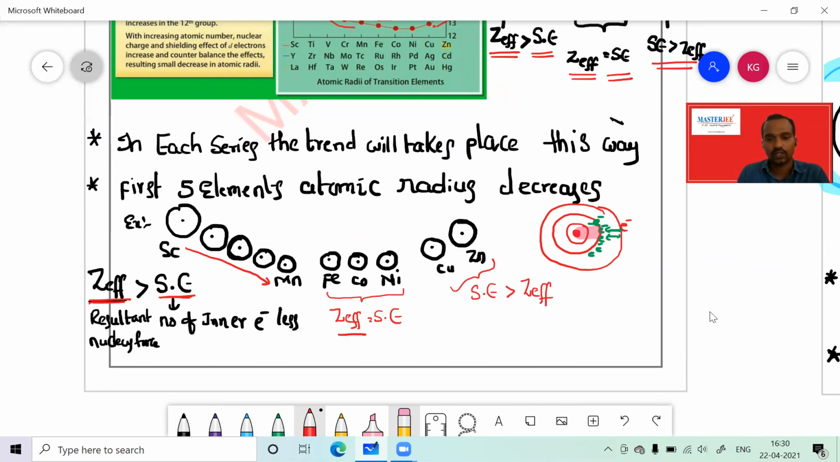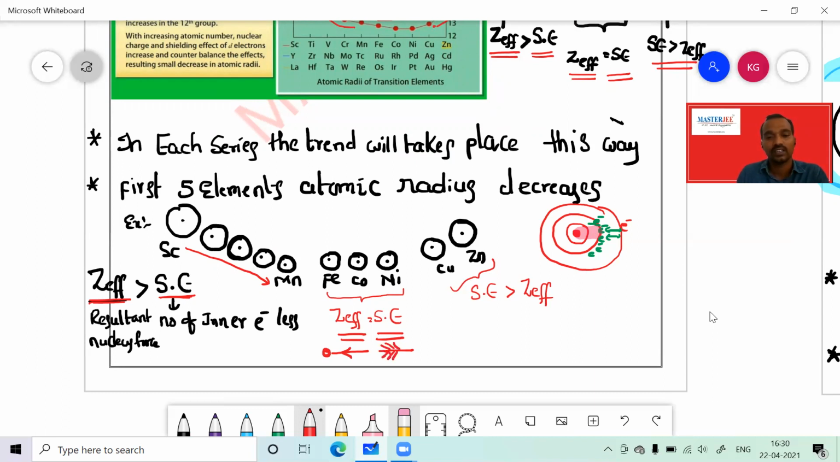Next, see, effective nuclear charge and screening effect are both taking place with equal strength. With whatever strength the nucleus is attracting towards itself, in a similar way the inner electrons are also opposing those nuclear attraction forces.